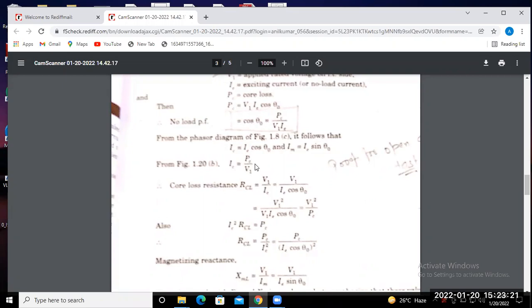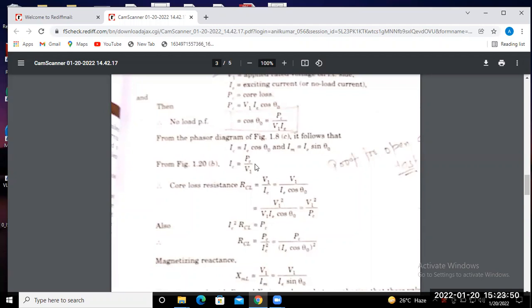And what else is needed? You have an ammeter, a voltmeter, a wattmeter and a transformer. Then are you able to perform the no load test on that transformer, or do you require some other things? Any missing things? Power is needed, sir. Power is needed, exactly.